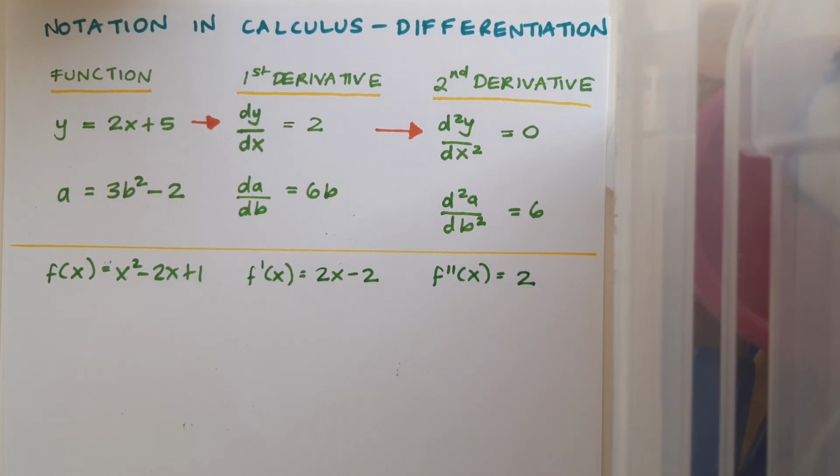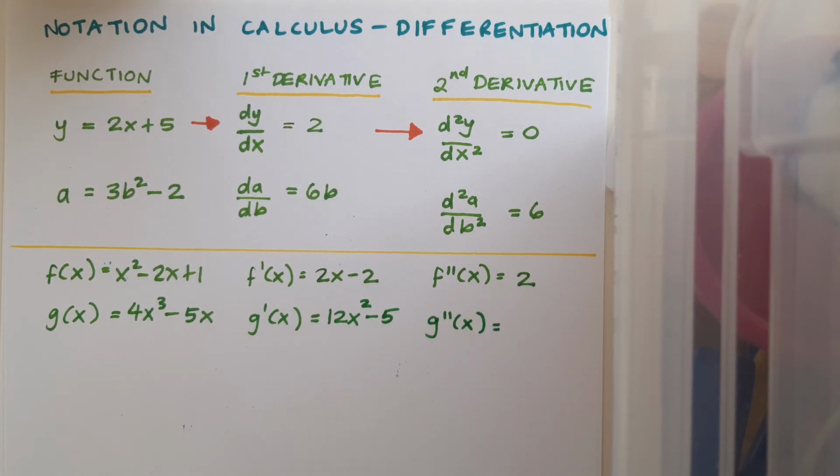The odd time you might also encounter g of x. This is the exact same type of notation as f of x. Let's say in this example, g of x is 4x cubed minus 5x. If I want to differentiate this function, its first derivative will be called g dash x. And in this case, g dash x would come out as 12x squared minus 5. If I was to differentiate another time to get the second derivative, I would just call that g dash dash x. And in this case, that would be 24x.